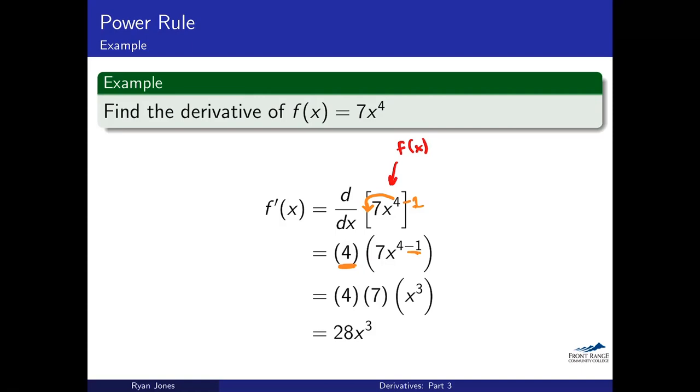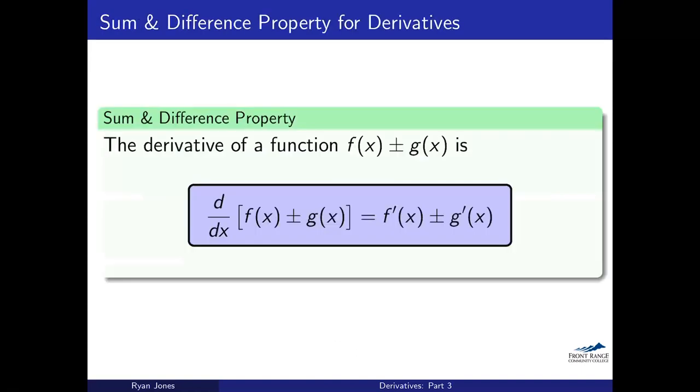So there's a simple example of the power rule. We're going to do one more example, but before we do that, I want to actually talk about one more property for derivatives, and these work for any derivatives. So we'll say the sum and difference property.